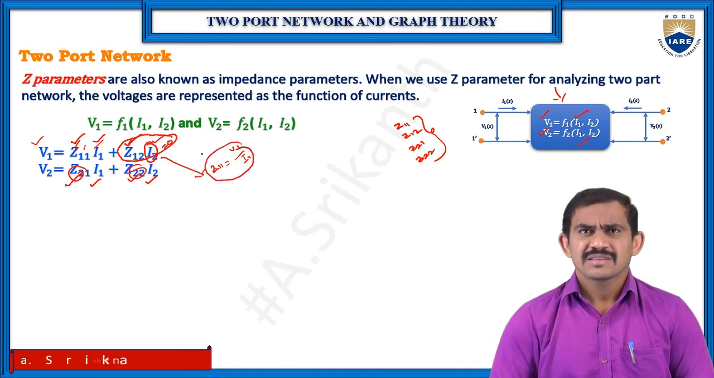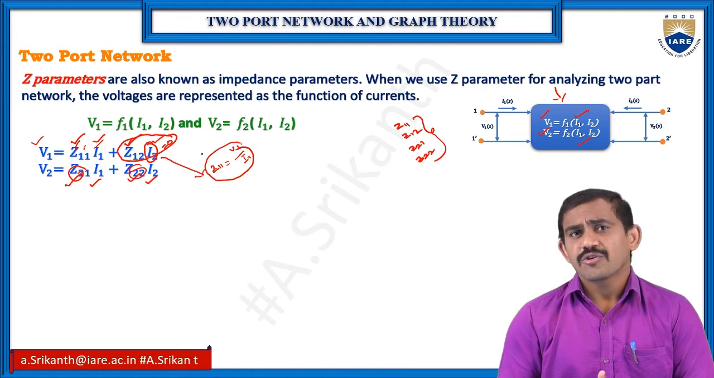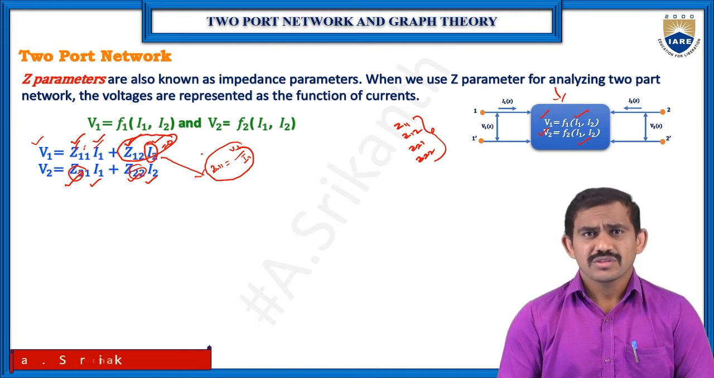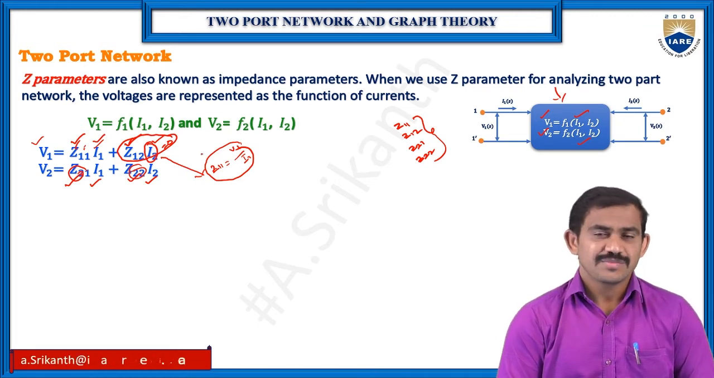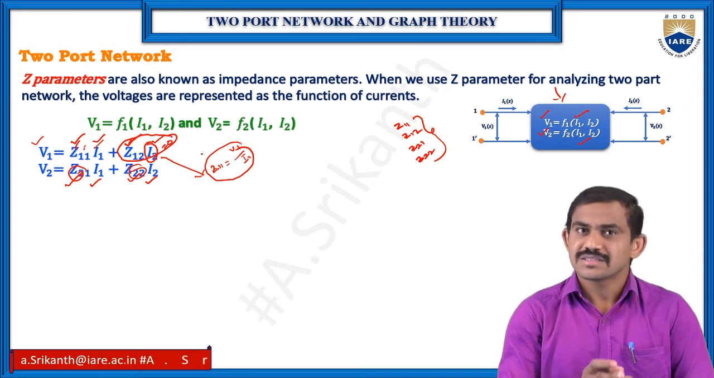Same as the remaining ones: if either the input current or the output current is 0, then you can find the Z parameters. So here the currents are 0.